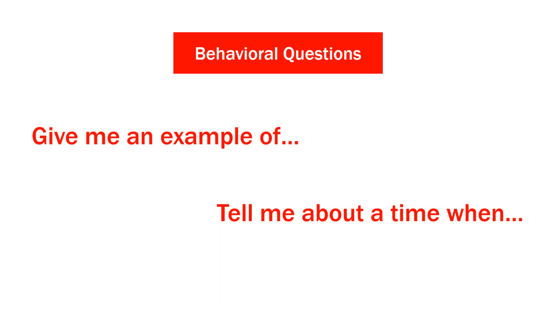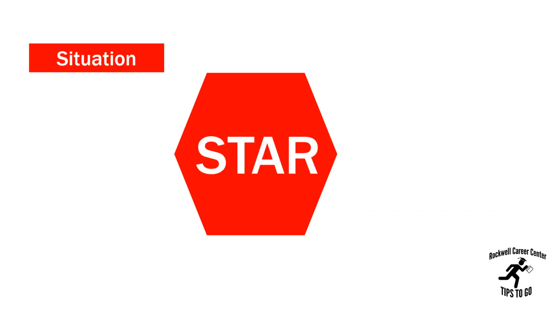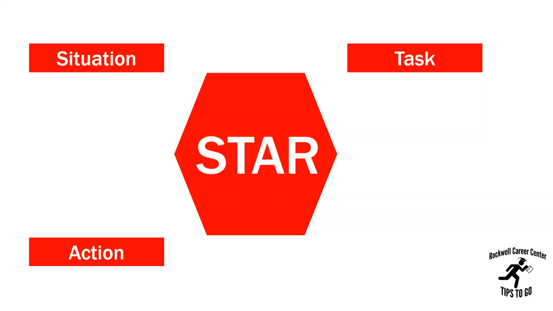The STAR method ensures that answers to these questions are complete. The STAR method describes the acronym Situation, Task, Action, and Result, which stands for the pieces needed to give detailed behavioral answers. Another way to think of the STAR method is context, what you were asked to do, what you did, and why it matters.